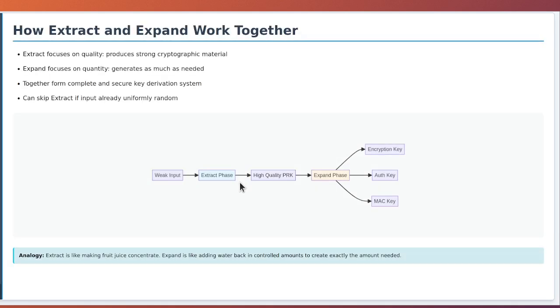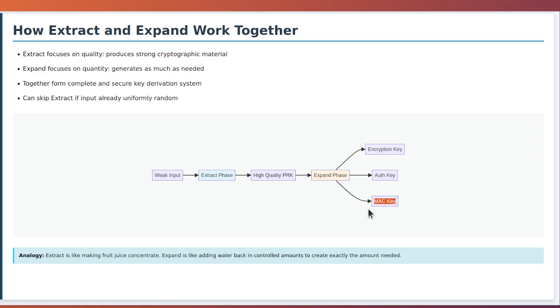How extract and expand work together. Understanding how extract and expand work together as a complete system is crucial. The extract phase is all about quality. It takes potentially weak or non-uniform input and produces high-quality cryptographic material. The expand phase is all about quantity. It takes that high-quality material and generates as much key data as needed. Together, they form a robust key derivation system.